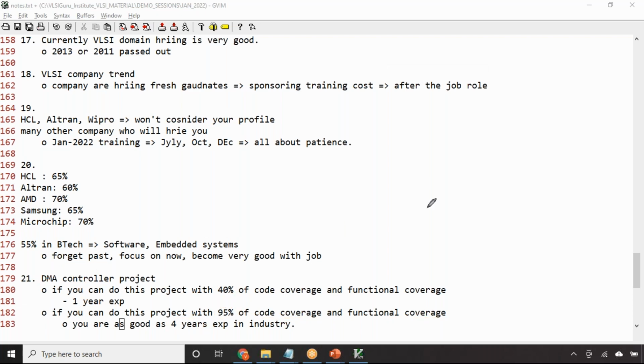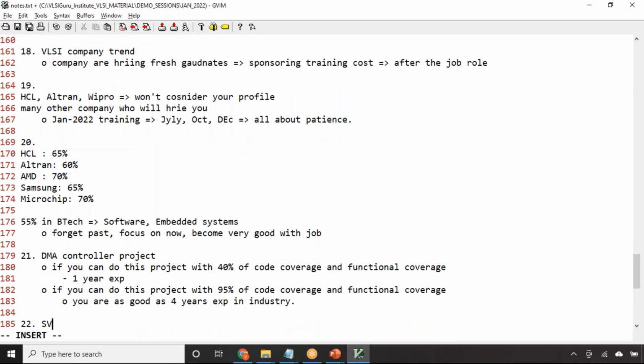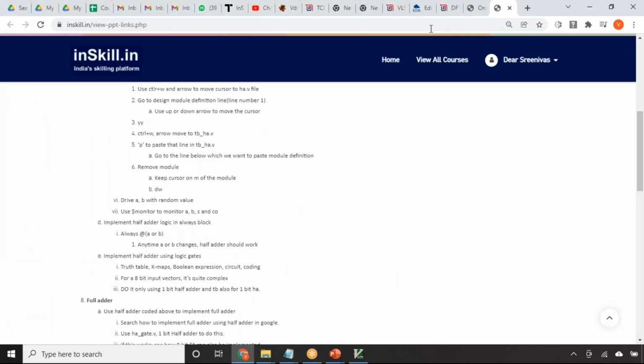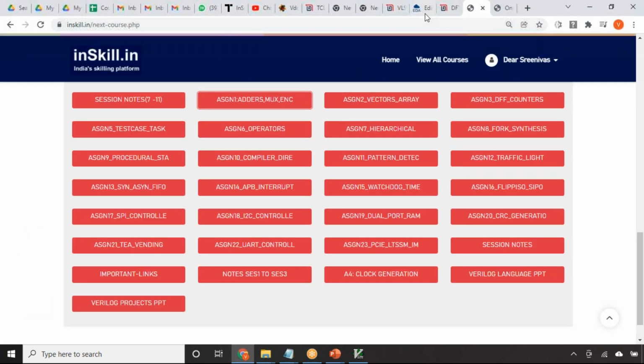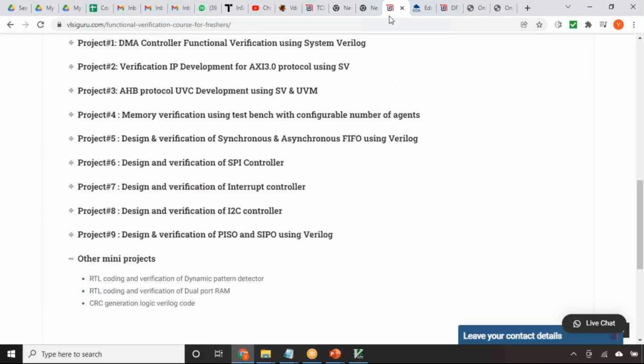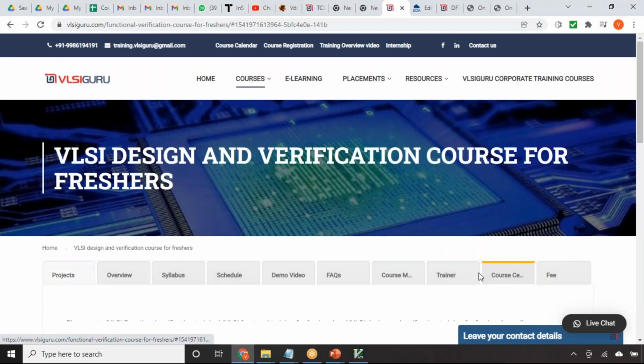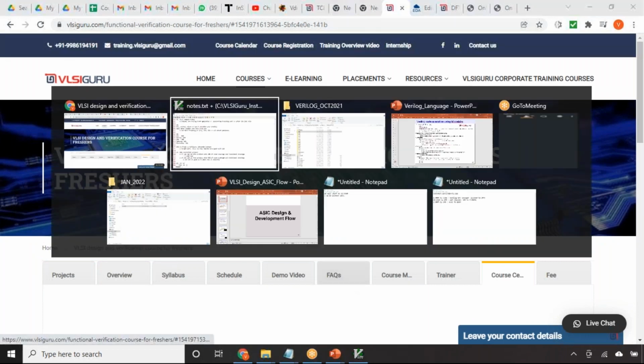What is the fees of these courses? The fees you can find on the website. If you want to go for SV, please refer to the website. UVM is, I think, around 14. You just check the website. You will get everything in the individual course pages. If you go here, wherever I have opened, you can find all the course details and schedule. I think the fee I would have mentioned somewhere at the end.